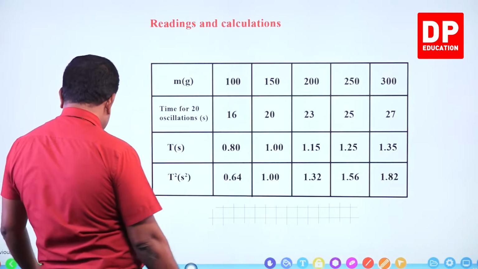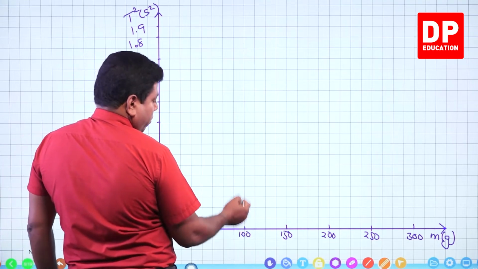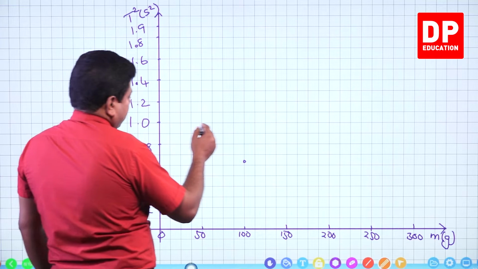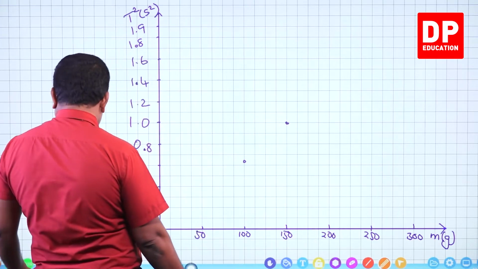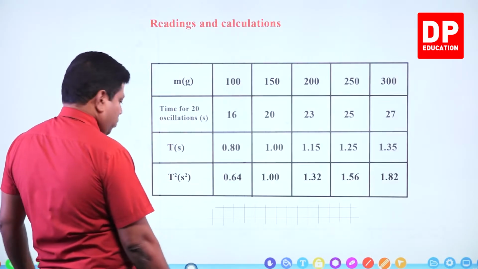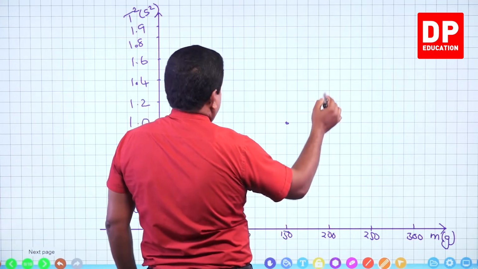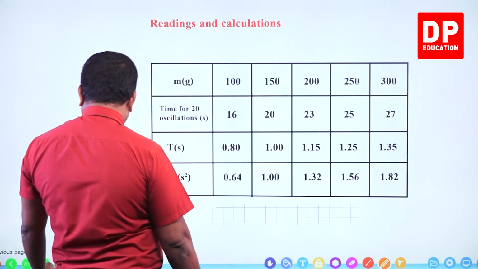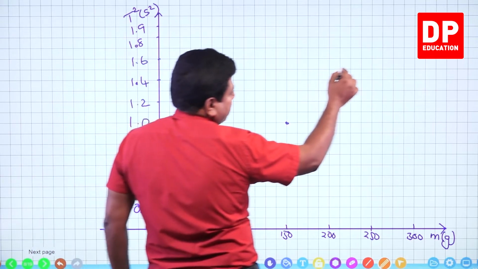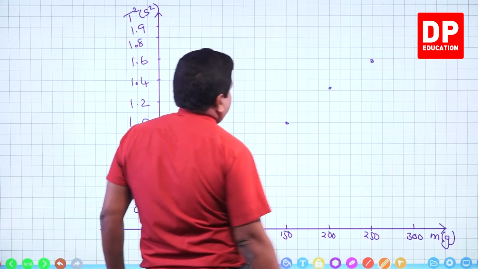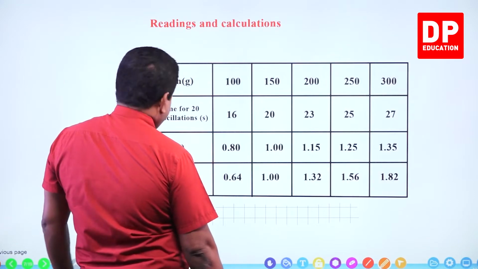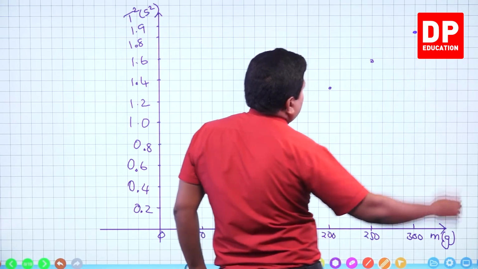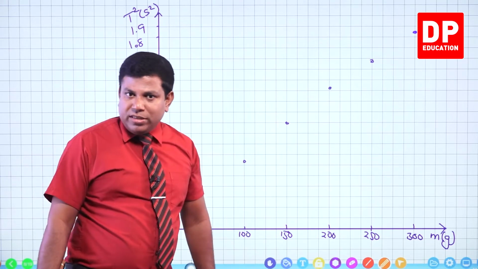100, 0.64; 151, 1.00; 200, 1.32; 250, 1.56; 300, 1.82. Those are the 5 points that we have got.